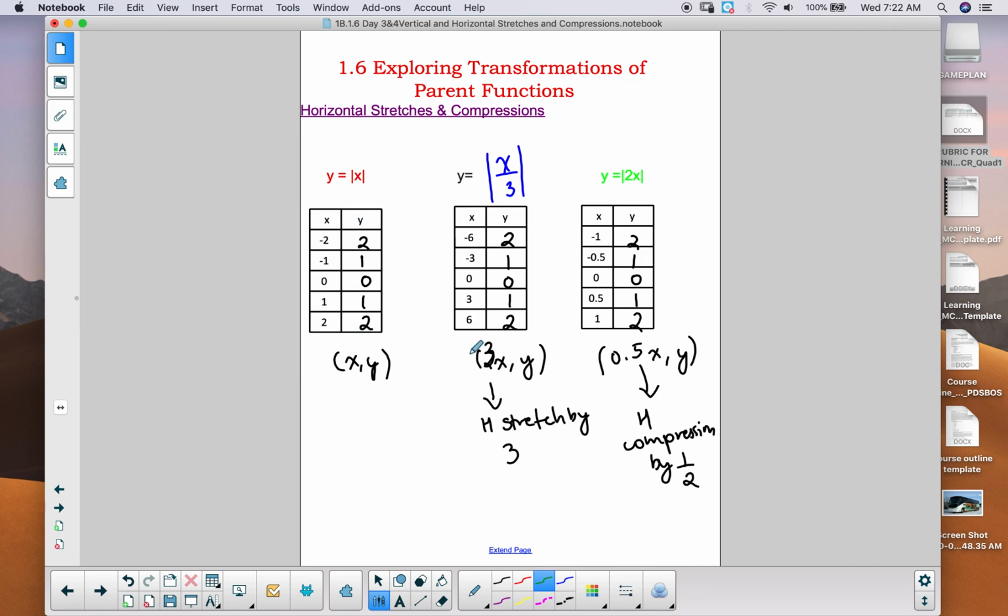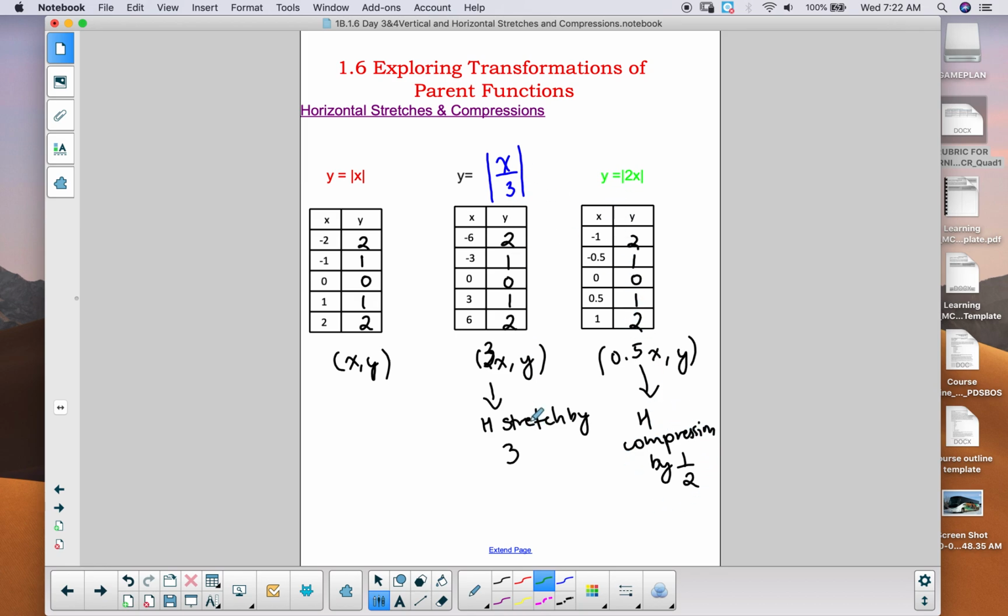So the reason that the x values are changing is because when I multiply the x by a factor, I get what is called a horizontal stretch or a compression. And the thing with horizontal compressions and stretches is that it's kind of the opposite in terms of whether it is being stretched or compressed. So if it is x divided by 3, it's divided by a factor of 3, that means it actually ends up in a horizontal stretch of 3. Okay, so the division by 3 results in a stretch by a factor of 3. And in this case, if it's 2 times x, it actually gets compressed by 1/2. So it gets compressed by 1/2.